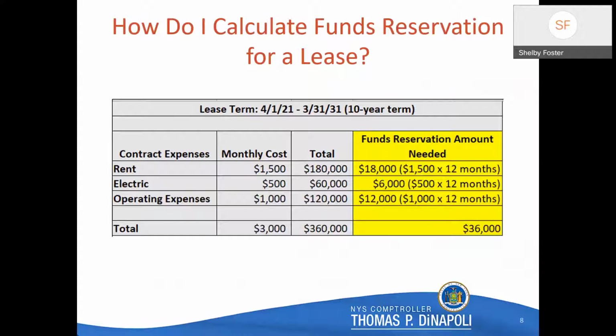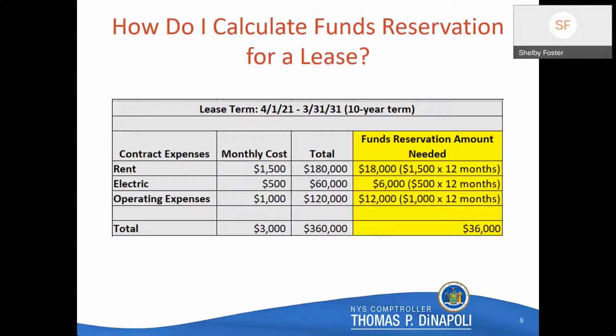How do I calculate funds reservation for a lease? So here's an example of a 10-year lease, and in the table we have rent costs, electric costs, and operating expense costs for this lease. For the sake of this presentation, this lease follows the state's fiscal year.